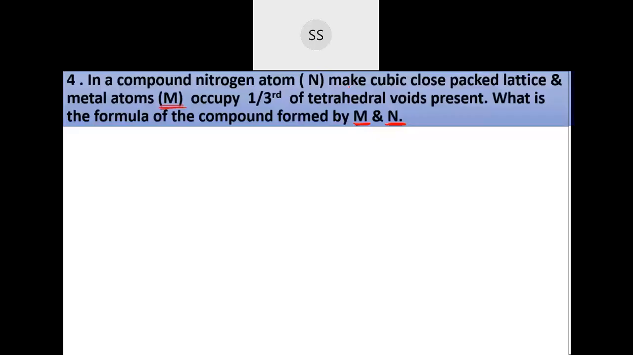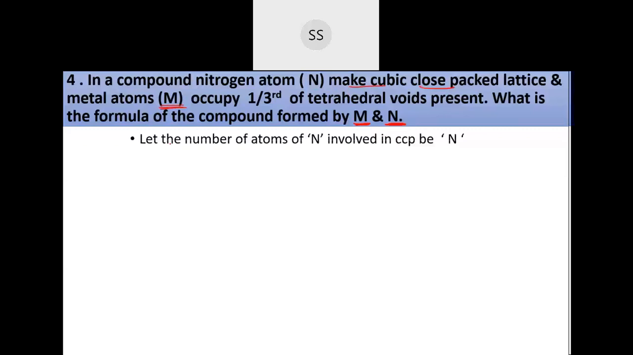In a compound, nitrogen atom is making this CCP lattice. So that you are going to take as N itself, correct? You can make use of any other variable also. You can take them as X also. If you feel that you're getting confused, then it's an unknown variable, so you can take them as X as well. So here, let the number of atoms of N, which is occupying the CCP lattice, be N itself.